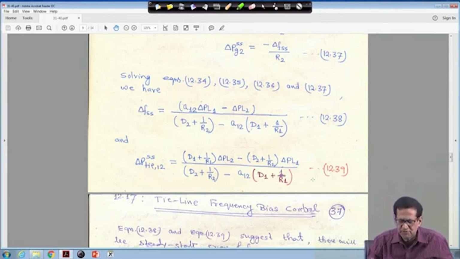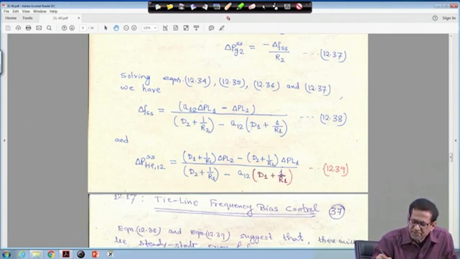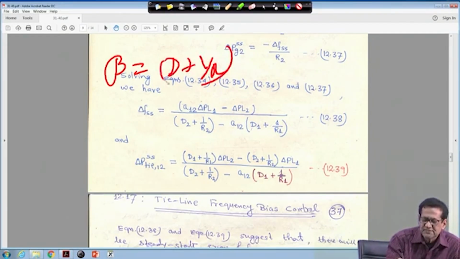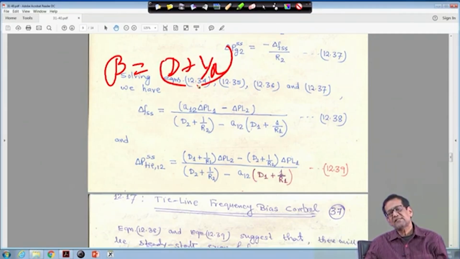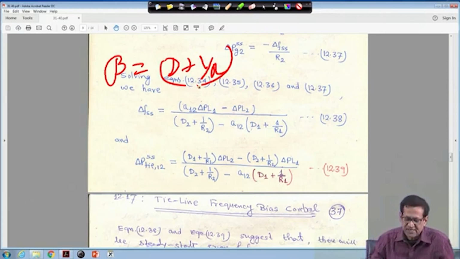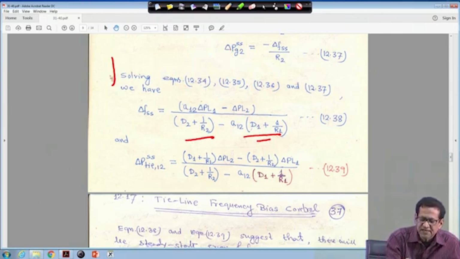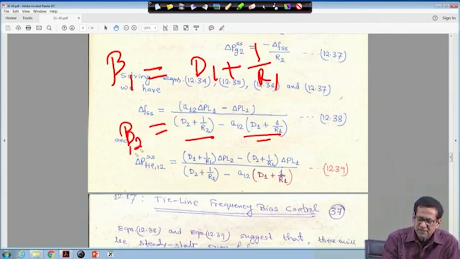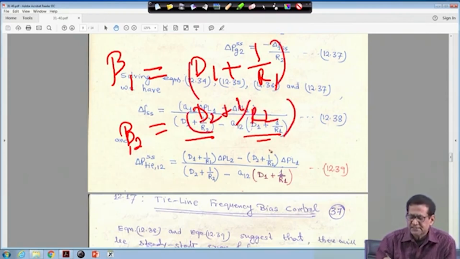Sometimes, before moving further, we define the area frequency response characteristic. Earlier we made beta equal to D plus 1 upon R. This is called AFRC, area frequency response characteristic. Therefore, for area 1 we can write that beta 1 is equal to D1 plus 1 upon R1. Similarly, beta 2 is equal to D2 plus 1 upon R2. So, this is beta 1 and this is beta 2.